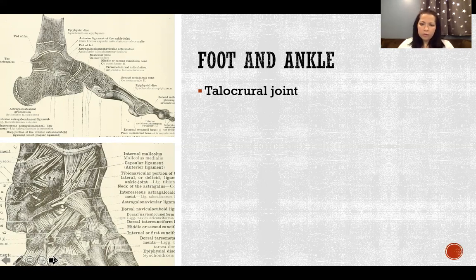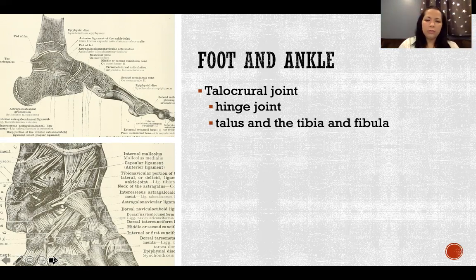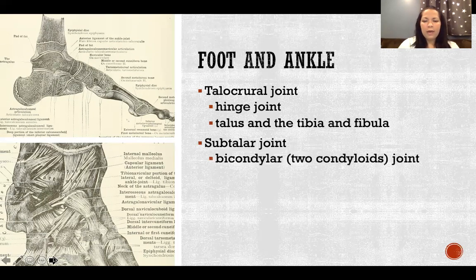Okay, so where those three bones articulate, that forms the talocrural joint, and it is just a hinge joint. It's a hinge that does this, plantar flexion and dorsiflexion. So it's a hinge joint that does plantar flexion and dorsiflexion, the joint between talus and the tibia and fibula. The subtalar joint is a little bit more complex in its anatomy. That's the joint inferior to talus, the joint between talus and calcaneus.